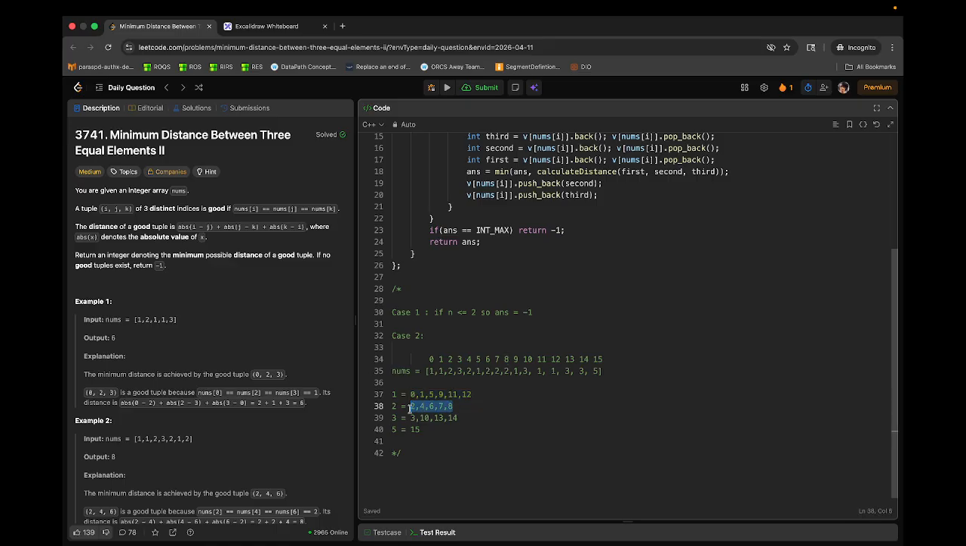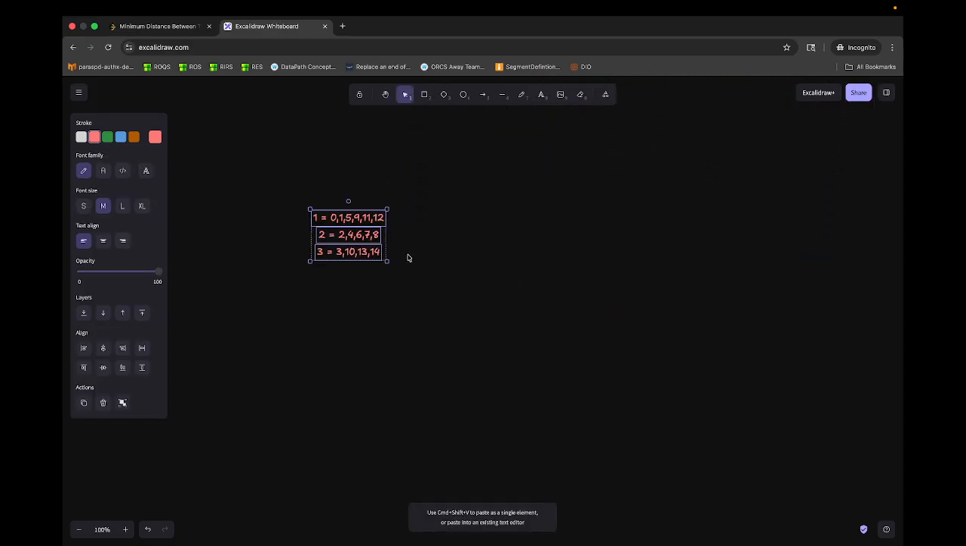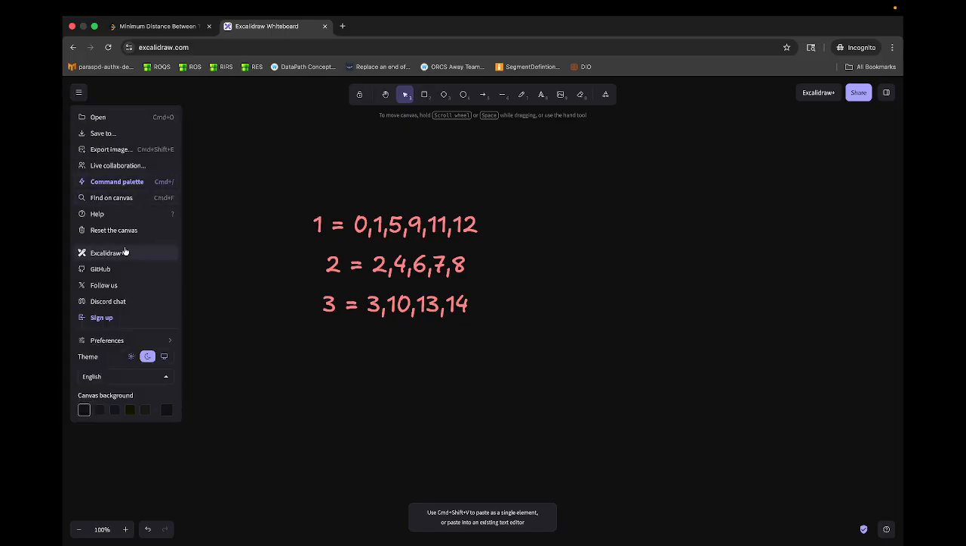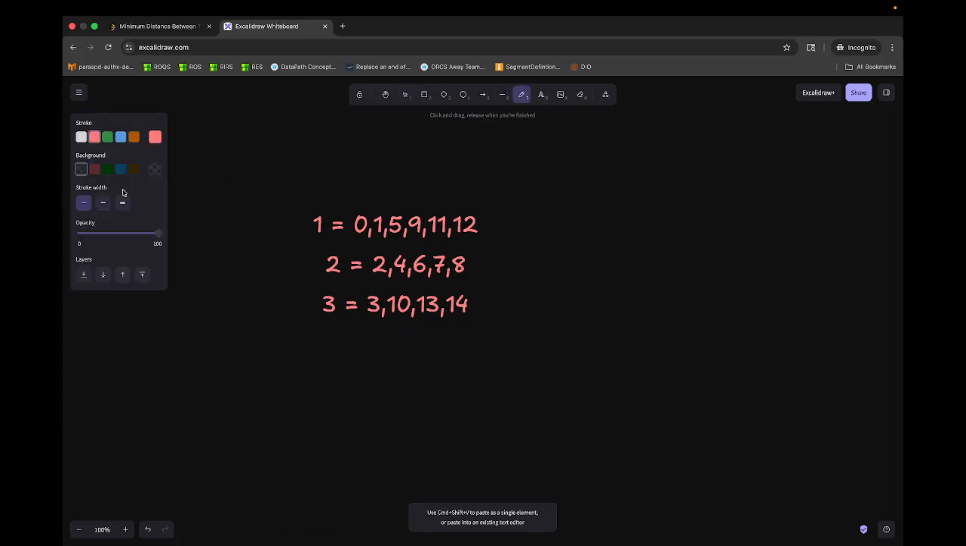If I pick any three indexes, it would be a good tuple. But I can't pick from this group because it needs at least three indexes where pi is correct. So this cannot be possible. So we need to look for these. So if we look for it here, okay, now we need to find which indexes we can pick.